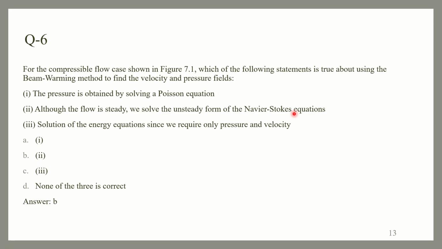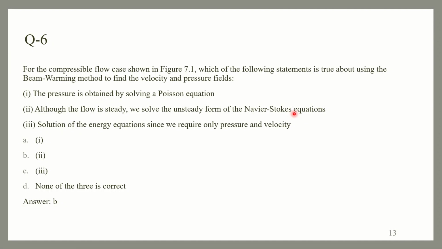The right answer to this problem is option B. As we mentioned, the statement that pressure is obtained by solving a Poisson equation is false. The second statement mentions that the flow is steady. Because it is a compressible flow system, it would have attained the steady flow state, but we would still be solving the unsteady form of the Navier-Stokes equation. The third statement mentions solution of the energy equation, since we require only pressure and velocity. Again, this is false.